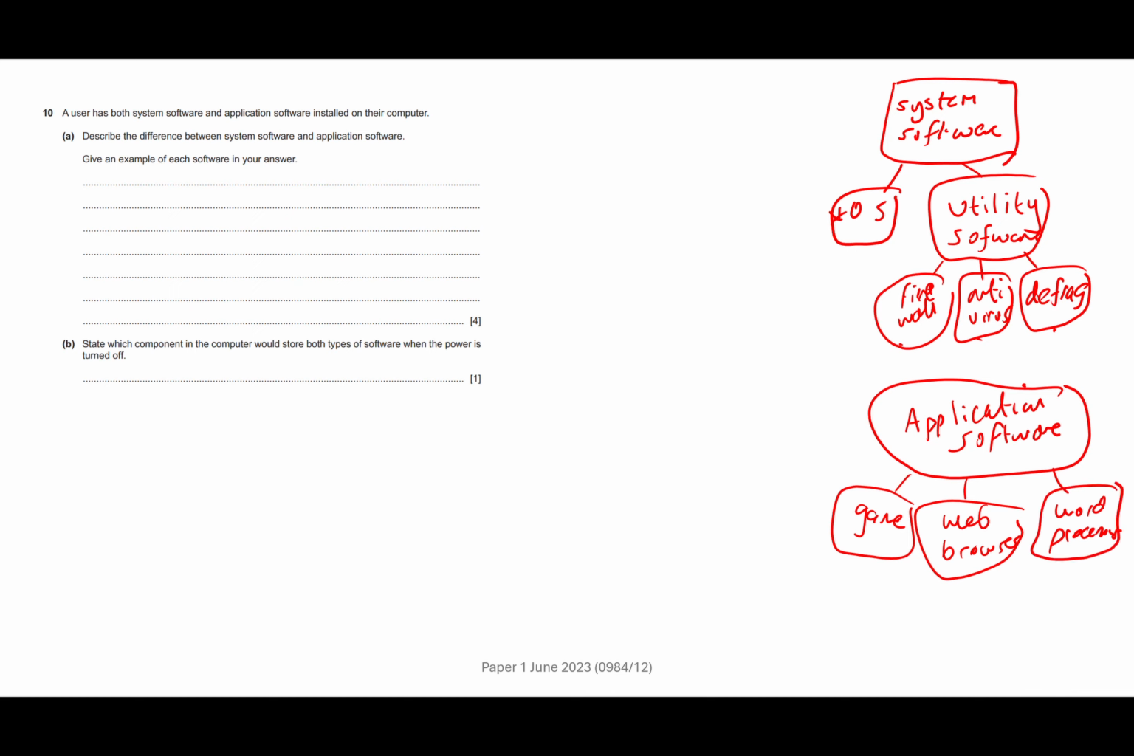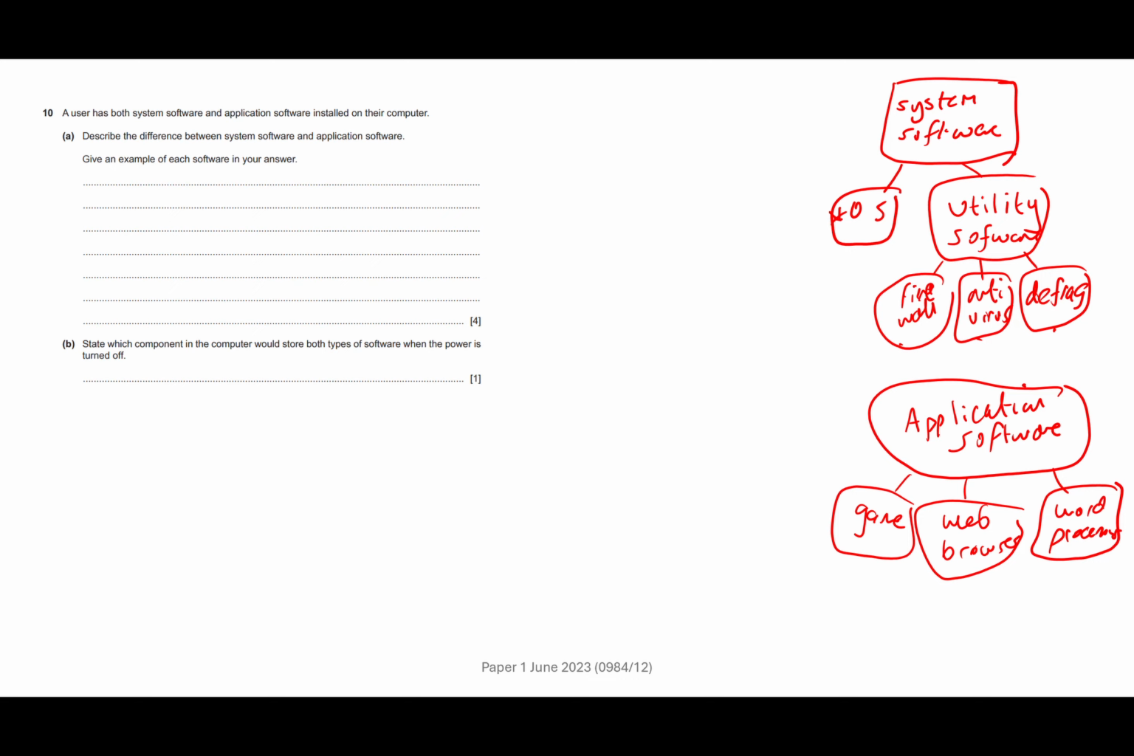Now, one thing with your answers to any of these types of questions, never name a brand of software. So never say Minecraft for a game, or Google Chrome for a web browser, or Microsoft Word for a word processor. Always use generic titles, so game, web browser, word processor. Otherwise, you're unlikely to get any credit for it. So let's go back to the answer now.